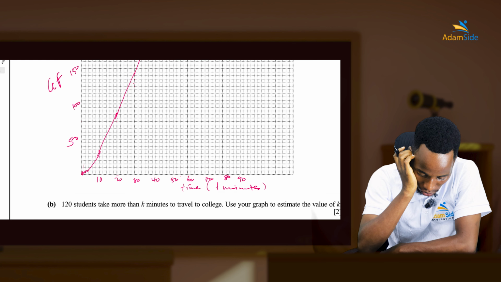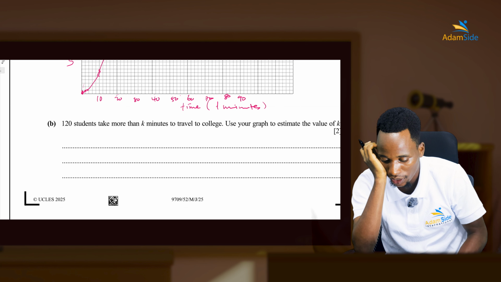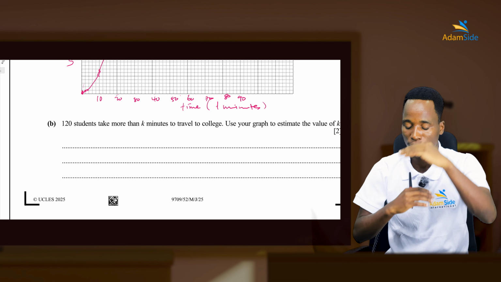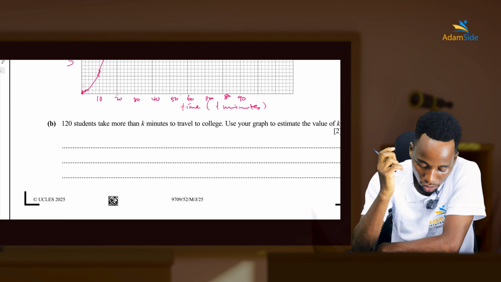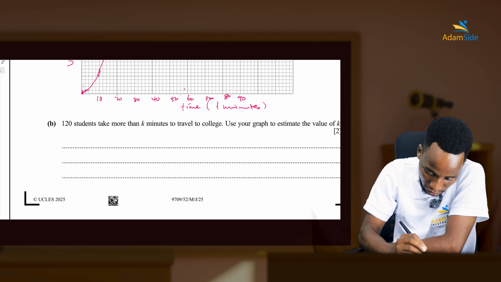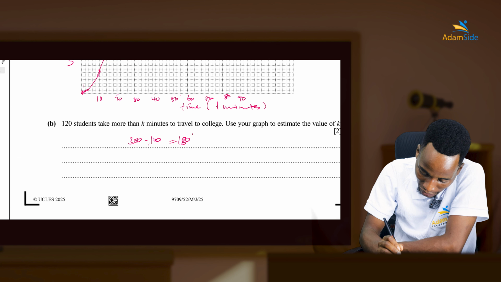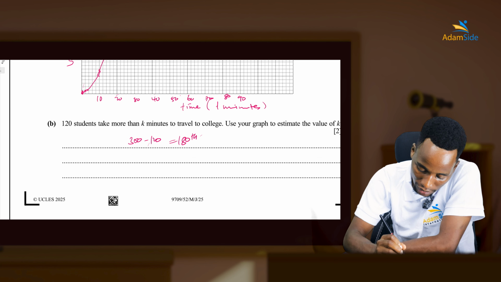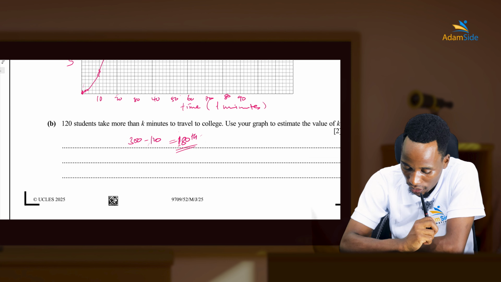And down at question B, it says 120 students take more than k minutes to travel to college. Use your graph to estimate the value of k. So if they take more than k, it's something above that many minutes. If there are 120, it means you have to take away from 300. So 300 take away 120 is going to be 180. So at the 180th position is where we can find k, which is the time above which 120 students travel to college.